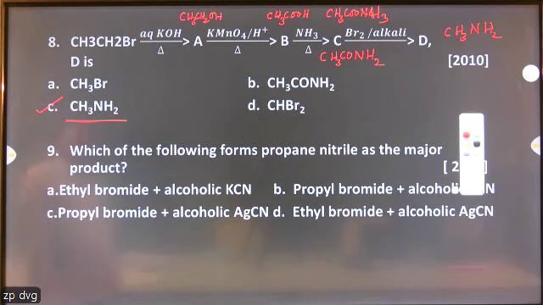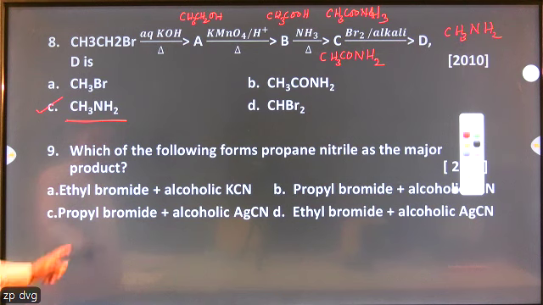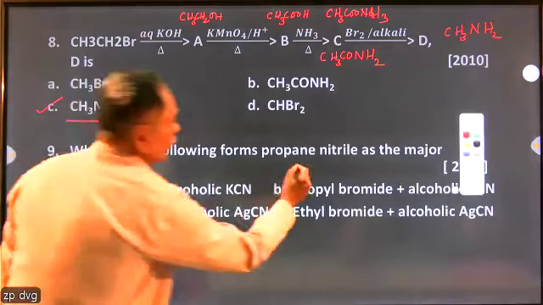Next question. Which of the following forms propane nitrile as the major product? You have four options. First one is ethyl bromide plus alcoholic potassium cyanide. B, propyl bromide plus alcoholic potassium cyanide. C, propyl bromide plus alcoholic silver cyanide. D, ethyl bromide plus alcoholic AgCN. So which of the following forms propane nitrile?